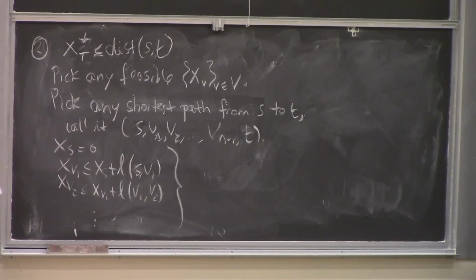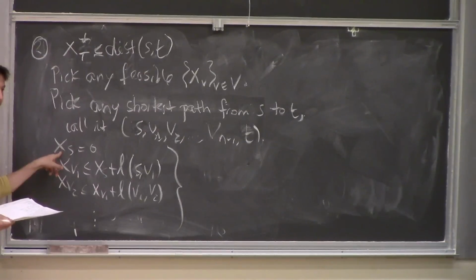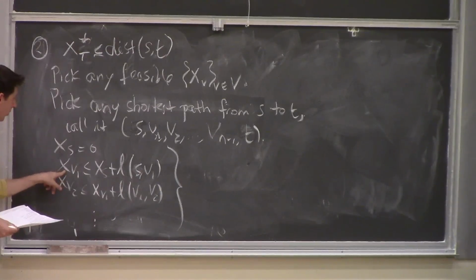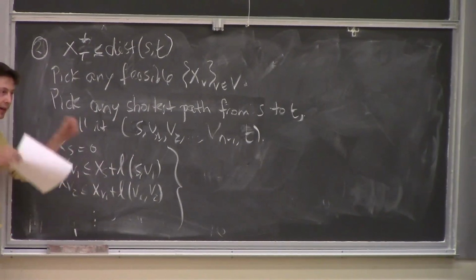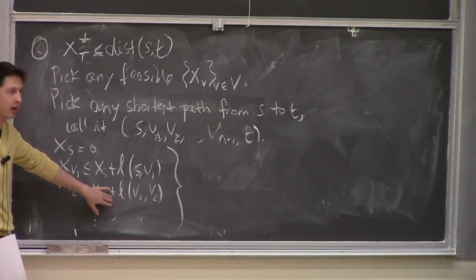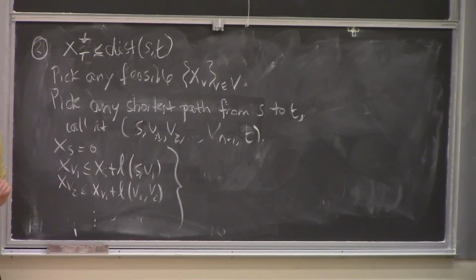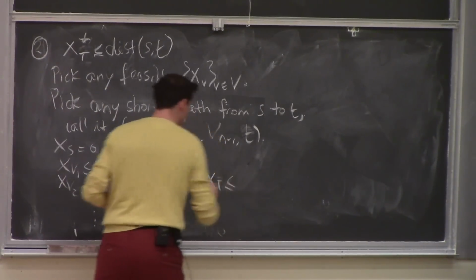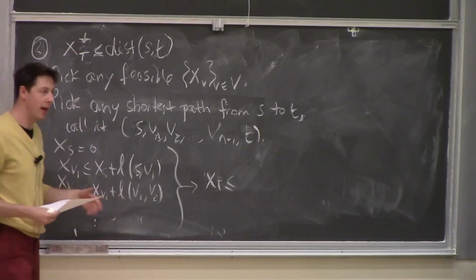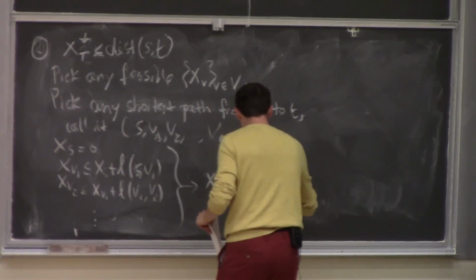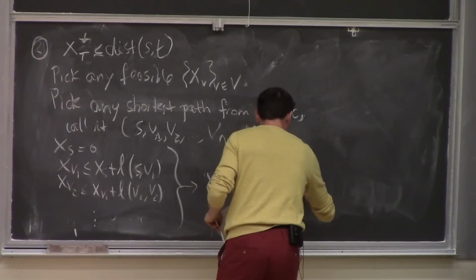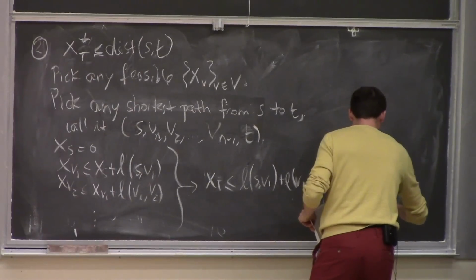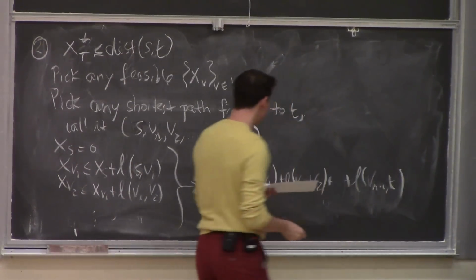Now things will cancel, right? Because xs will appear once on the left-hand side and once on the right-hand side. xv1 will appear once on the left-hand side and once on the right-hand side. So we can cancel all these things. Now these L's will stick around, of course. What is the one variable that will stay around? xt, right? So this will say that xt is at most the sum of all of the lengths on the path, which is L from S to V1, from V1 to V2, blah, blah, blah, up to L from V(n minus 1) to T. But what is this equal to?